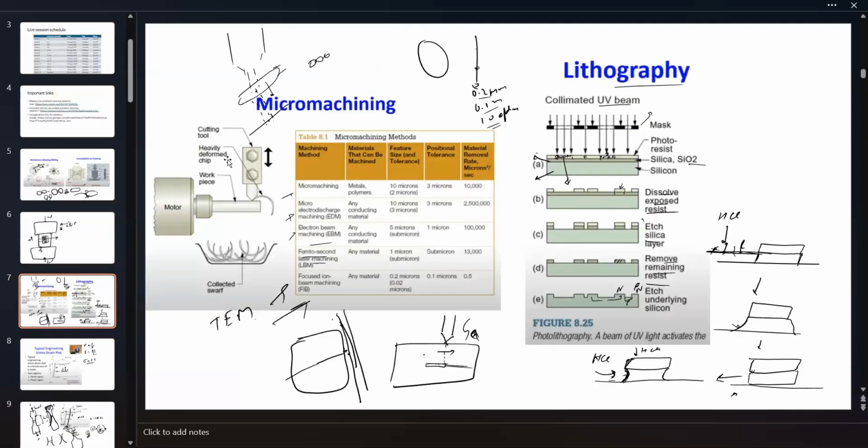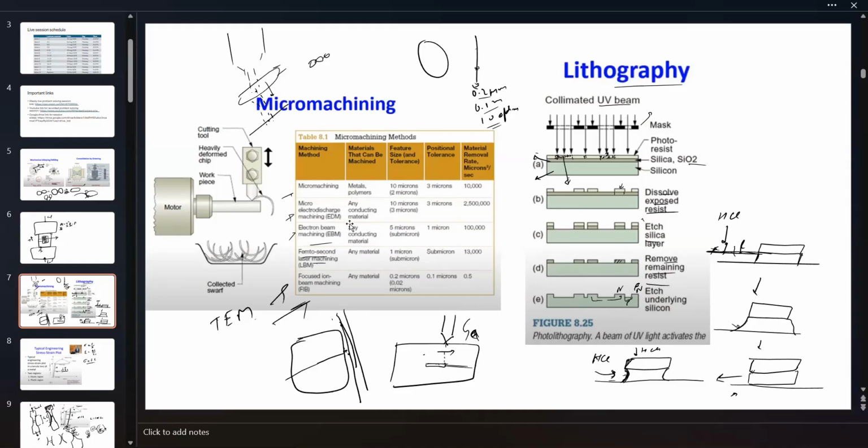Next, we have micro machining. These are all top-down approaches. So in machining, you have a bigger workpiece, and you use cutting tools to break them into smaller pieces. Examples are micro machining. This is how much particle size, feature size you can get. So with micro machining you can get down to 10 micrometers.